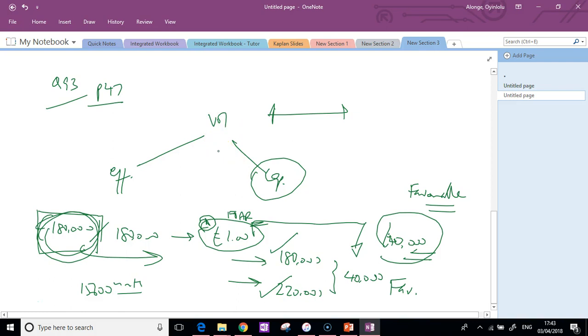Okay, right. So this is volume. And then let's see what's happening in terms of efficiency in the next variance. Remember, our focus is on volume in 93.